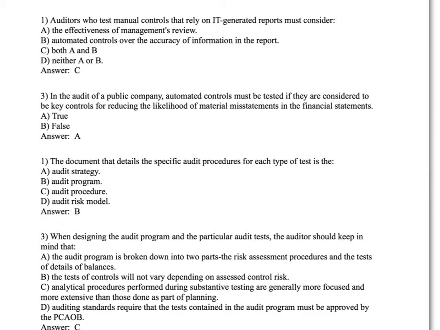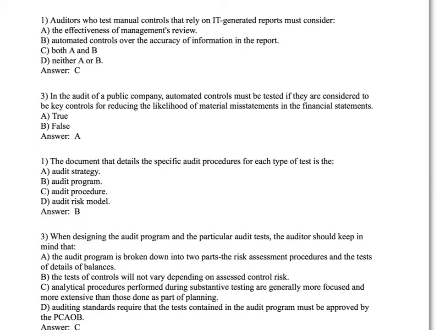Number 3, in the audit of a public company, automated controls must be tested if they are considered to be key controls for reducing the likelihood of material misstatements in the financial statements. You still have to do testing on these automated controls.